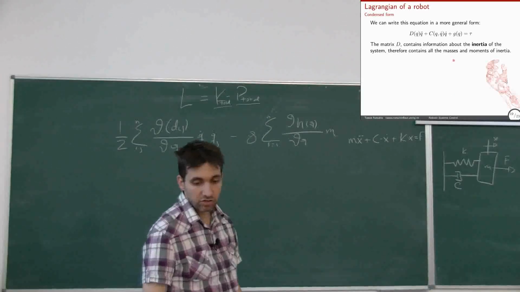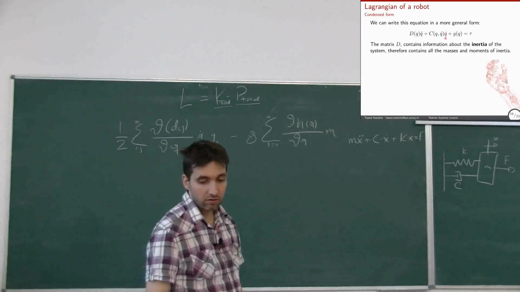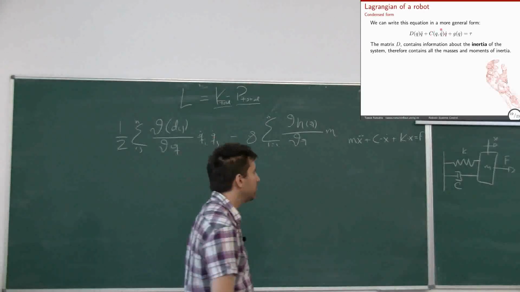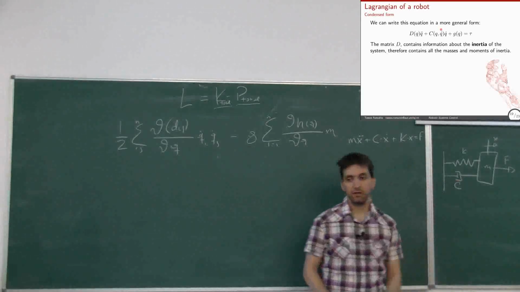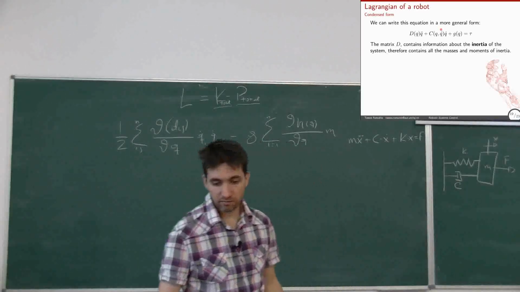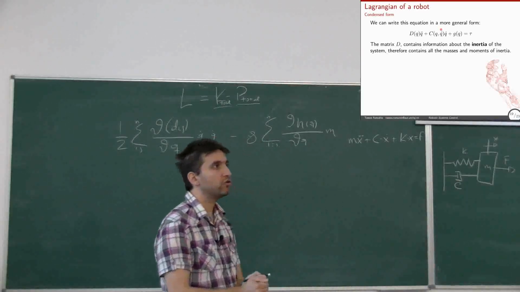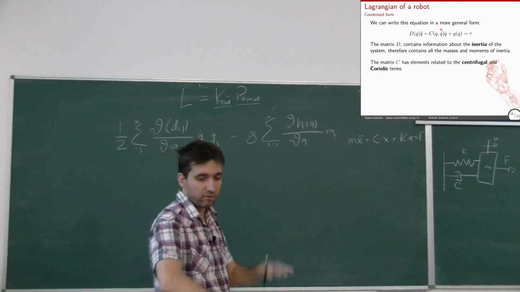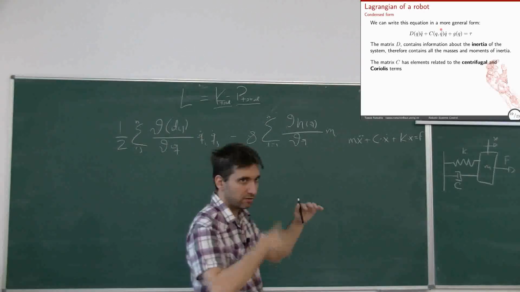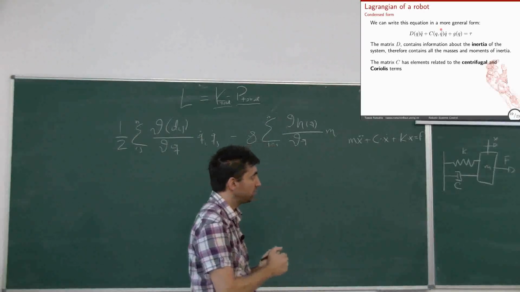C, so stuff relating to velocity. Here we have the damping coefficient. In our case, you could see there's a damping. We didn't include any dampers and so on, but it's other effects related to centrifugal forces and Coriolis terms. That's how we call them.